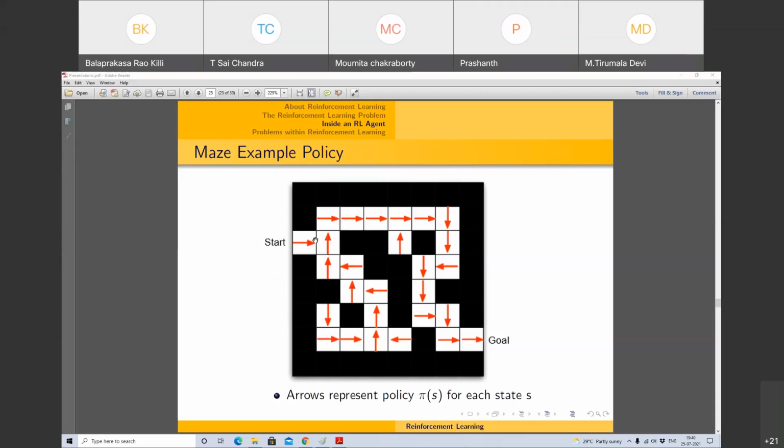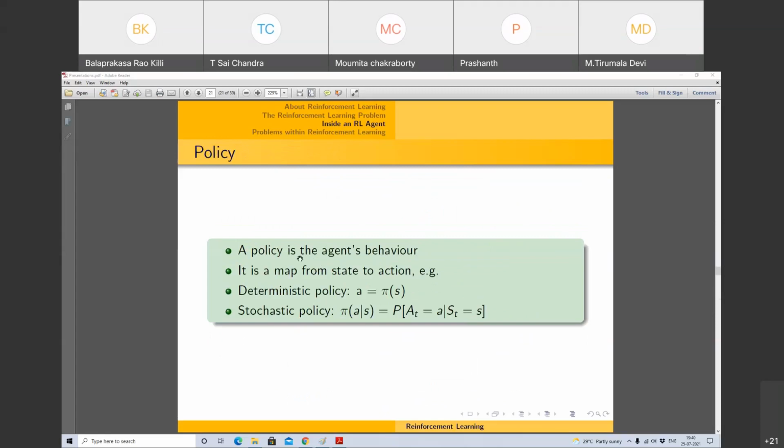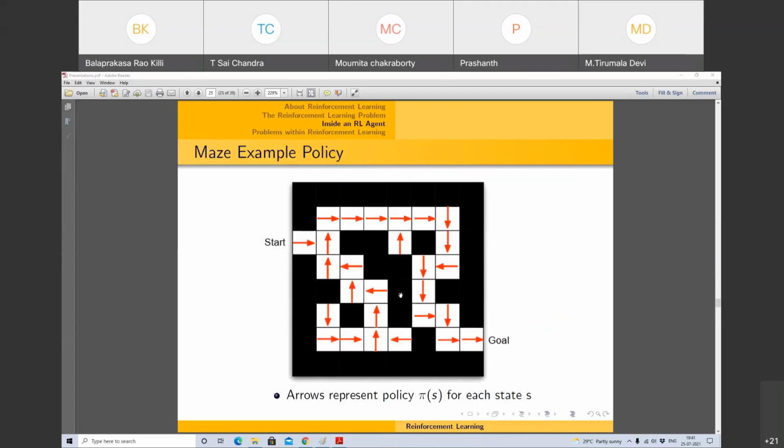Now you see here, the arrows describe the policy. So what is policy? Let me go here, definition of policy. Policy defines the agent behavior. It should tell what is the action corresponding to each state. Is it not?